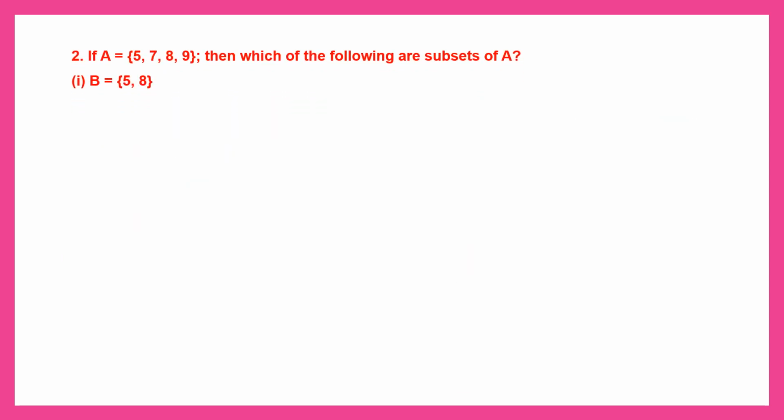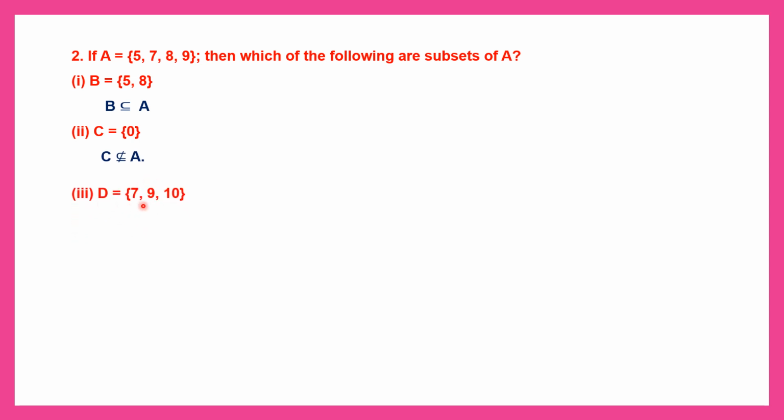Question 2. If A is equal to {5, 7, 8, 9}, these are the elements of set A, then which of the following are subsets of A? Remember how we write subsets? Subsets will be all the elements of these sets, plus it will be an empty set, and it will also be a set itself. Now look at the first one. B is equal to {5, 8}. So the elements 5 and 8 are there in set A, isn't it? That means B is a subset of set A. So the first one is correct. Next is C is equal to {0}. So is 0 there in set A? It's not there. That means C is not a subset of set A.